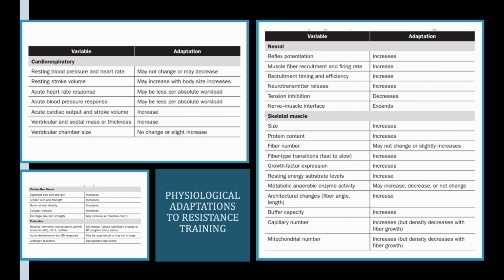The tables provided are physiological adaptations to resistance training, specifically discussing the systems from the previous 2 slides: the neural, the skeletal muscle, the cardiorespiratory, connective tissue, as well as our endocrine, which is our hormones.